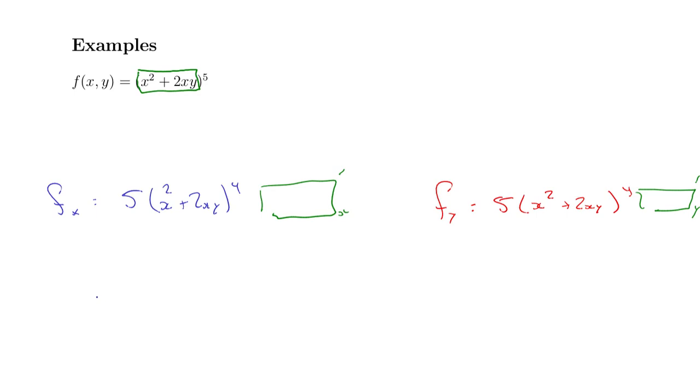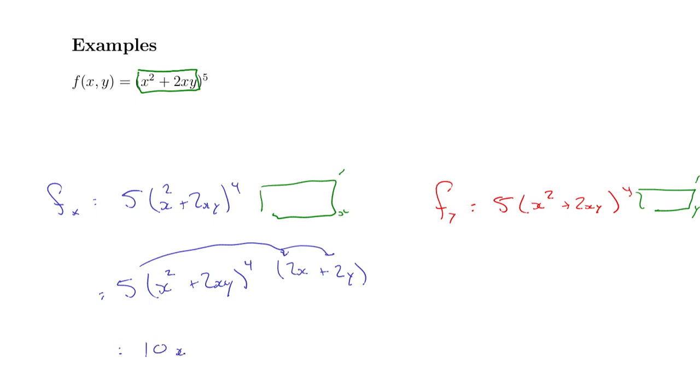All right, if you've got it, we'll see what we've got here. 5x squared plus 2xy to the 4, and now we take the derivative of this inside stuff with x as the variable. So we've got 2x plus 2y here. And in this case, we can do some distributive property if you want. Here, we could say 10x plus 10y times x squared plus 2xy to the 4. And that's about as good as we get.